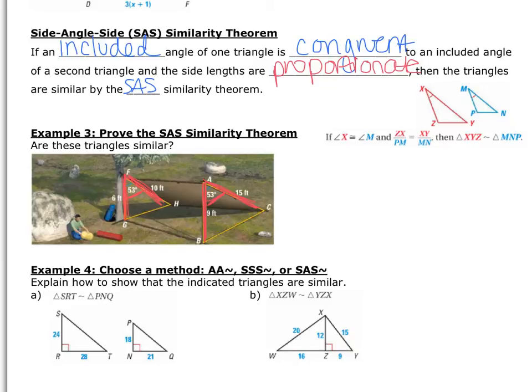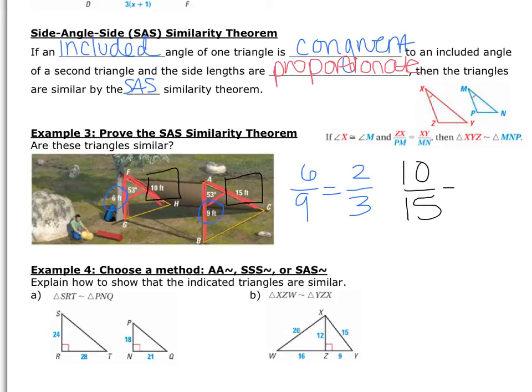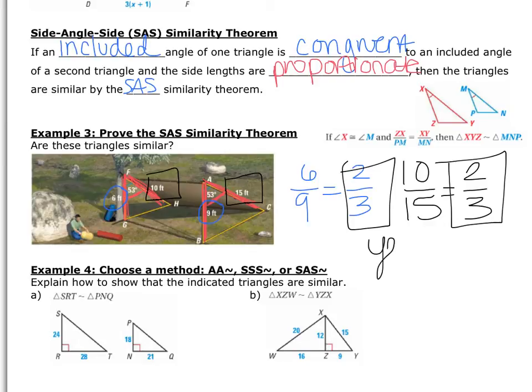Now we have to see if the sides are proportionate. So 6 is the smaller one, 9 is the smaller one. So I'm going to go 6 over 9, reduce that to 2/3. We have to check the other one. So 10 pairs up with 15. If you take a 5 out of both, 2/3. So yes, by the side, angle, side similarity, because the sides are proportionate, the same ratio. Ratio is just a fraction. Bam. The angle's included.